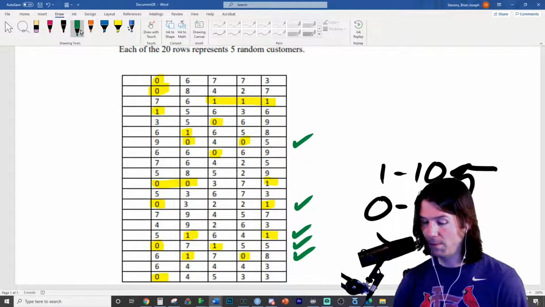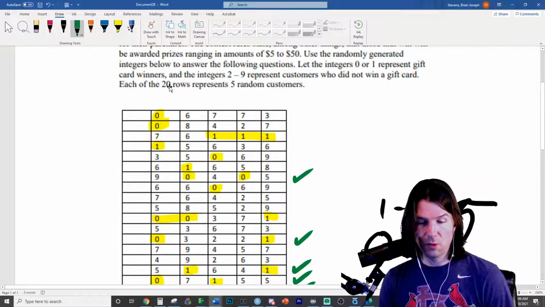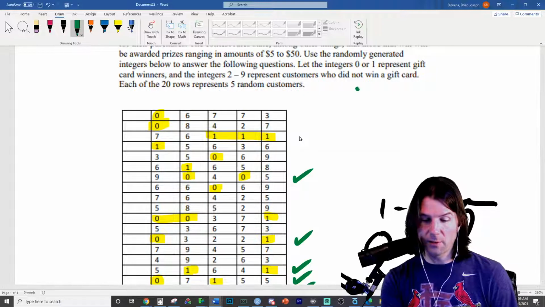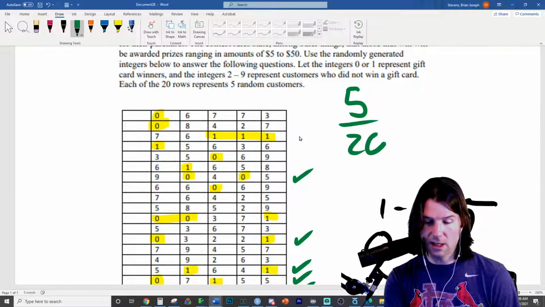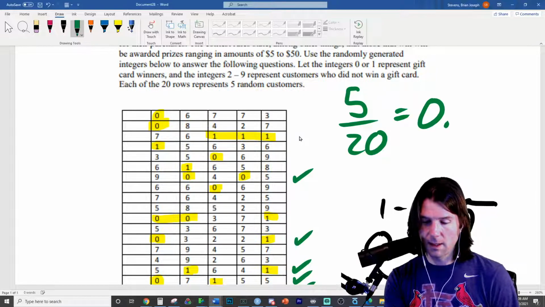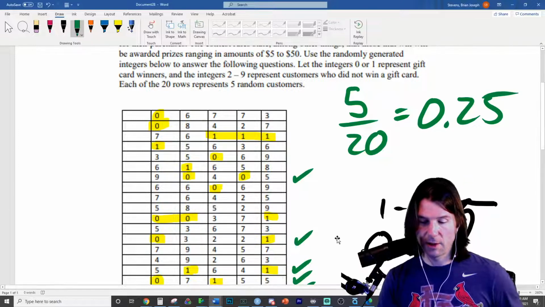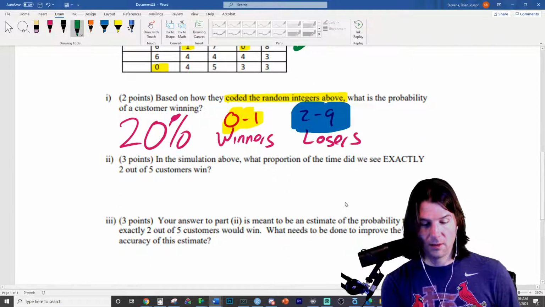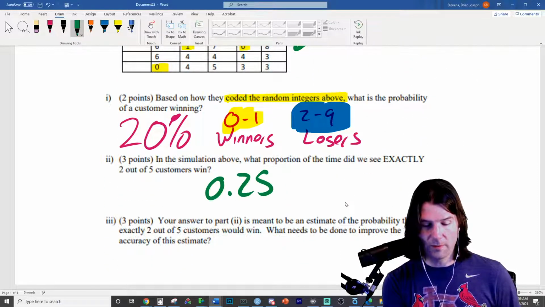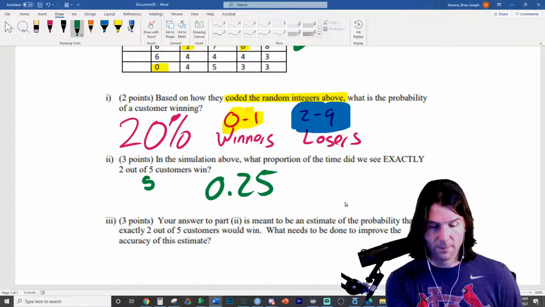Great question, Campbell. Yep. Do you see there's 5 and I think 20 rows? So we have 5 over 20. And that's 25% via the simulation. So in this simulation, we see 25% because 5 over 20.